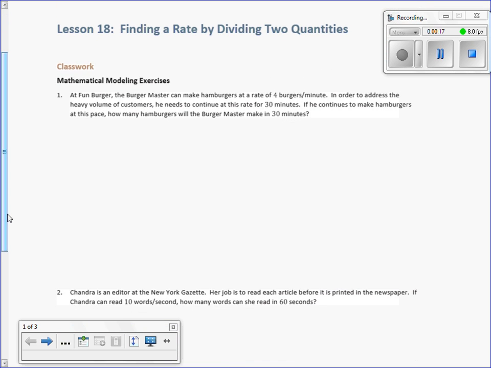All right, classroom, mathematical modeling exercises. At Fun Burger, the burger master can make hamburgers at a rate of 4 burgers per minute. In order to address the heavy volume of customers, he needs to continue at this rate for 30 minutes. If he continues to make hamburgers at this pace, how many hamburgers will the Burger Master make in 30 minutes?